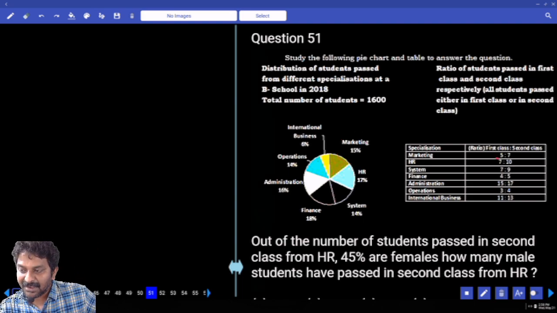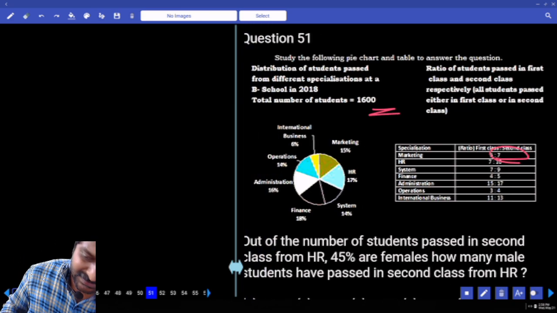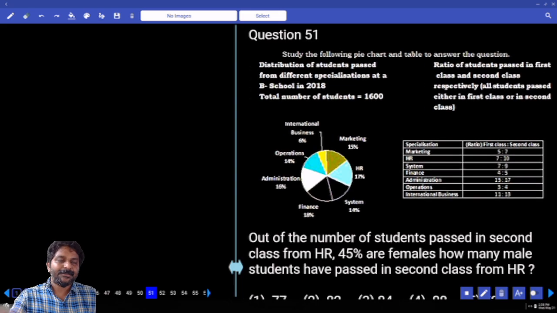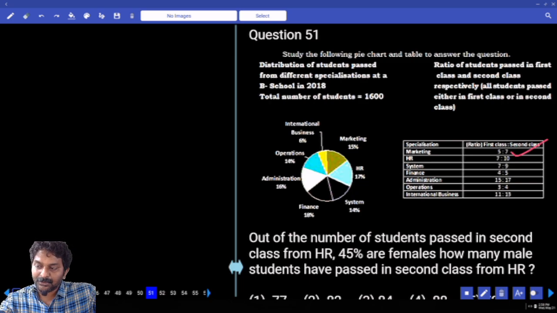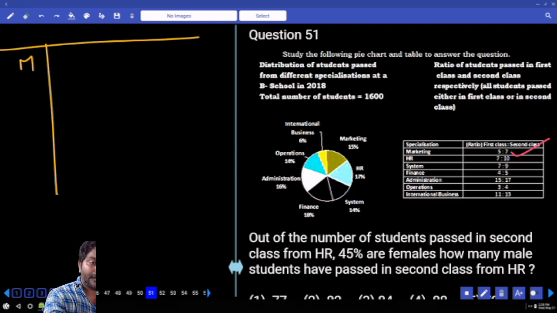15% should be divided in the ratio 5:7. 15% of this number, how much is that? 10% plus half. 10% is 160, half is 80, both together 240. 240 is divided into a total of 12 parts. Each part is 20. So in the marketing department, first class and then second class.